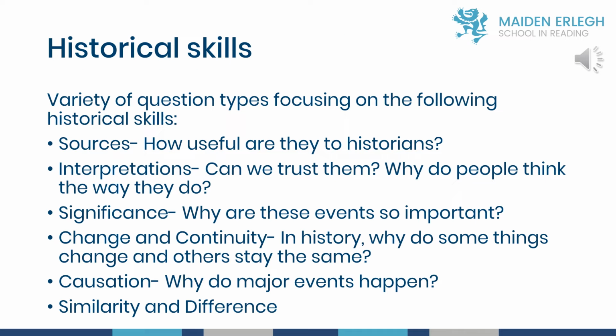Year 7 and 8 are set up to ensure students are prepared for our GCSE. The key skills we focus on in our GCSE are sources, interpretations, significance, change and continuity, causation, and similarity and difference. As part of Year 8 Assessment Week, for example, students were asked about the significance of individuals and groups, the causes of certain events, and how attitudes changed over time.